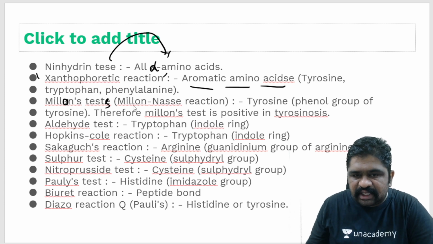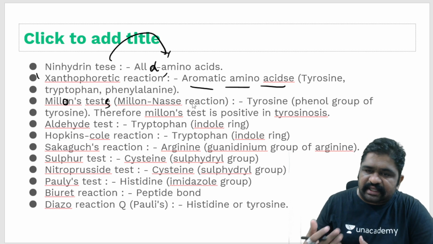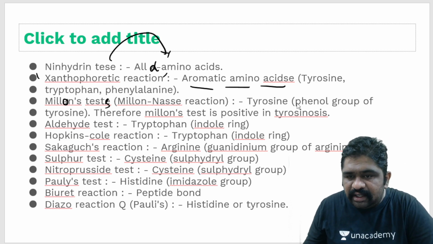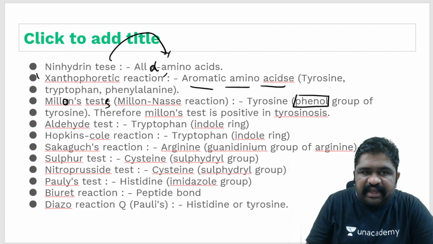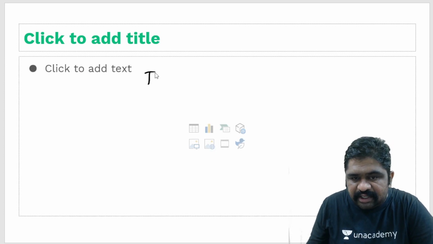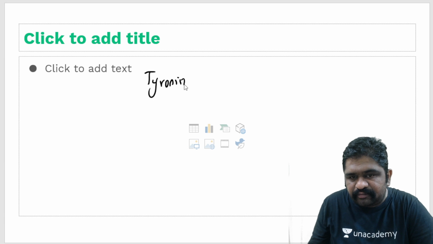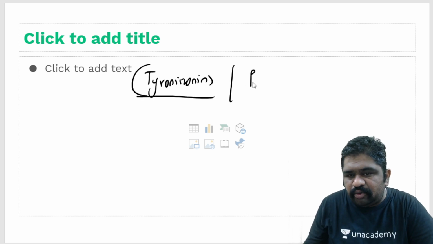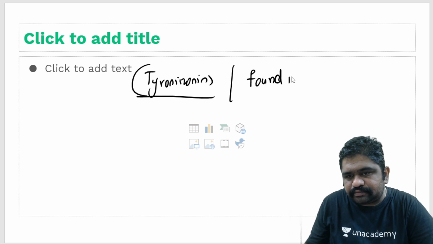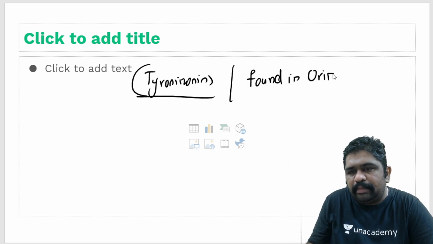Millon's test. Millon-Nasse reaction is the other name for it. It will be targeting the phenol group of tyrosine. So whenever a patient comes to you with any kind of disease like tyrosinosis, or there is an excess amount of tyrosine, or tyrosine can be found in the urine, you can perform Millon's test.